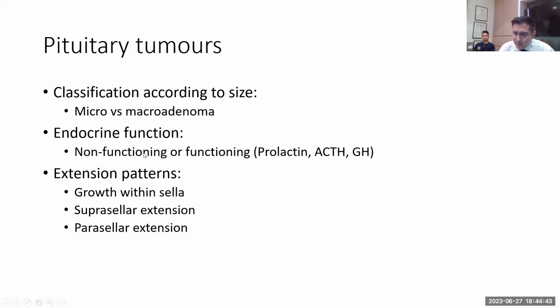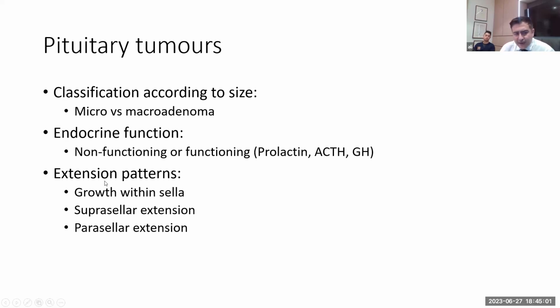And these non-functioning tumors come to our attention because they get bigger, because they're not causing an endocrinological problem. So they tend to more frequently present as a macroadenoma and become clinically apparent because of their size.